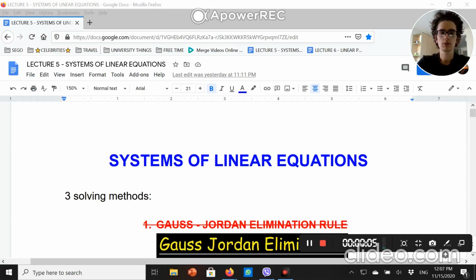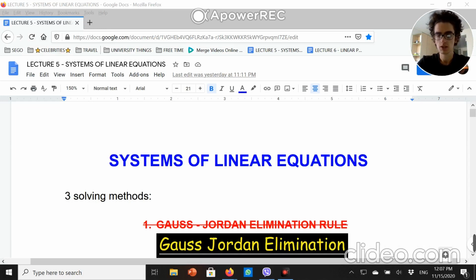Today I'm gonna talk about systems of linear equations and how we would solve them. That's what we've done in lecture 5, and I'll go straight into this because I find this topic easy, but you really need to be careful and pay attention to what you're writing when you're solving systems of linear equations, because it's really easy to make a mistake. So there are three methods for solving systems of linear equations.